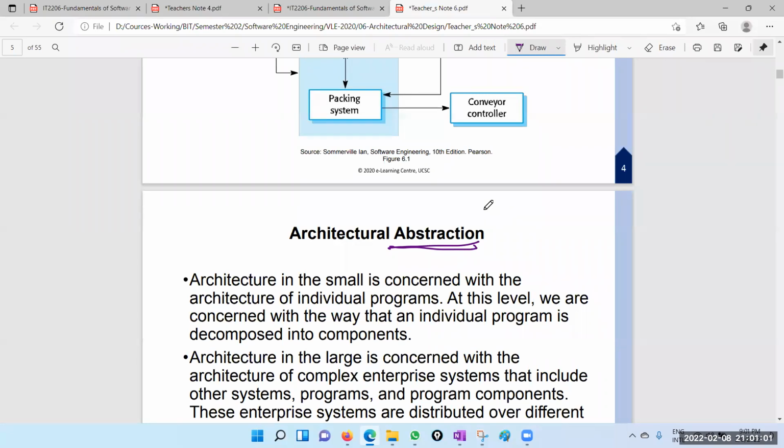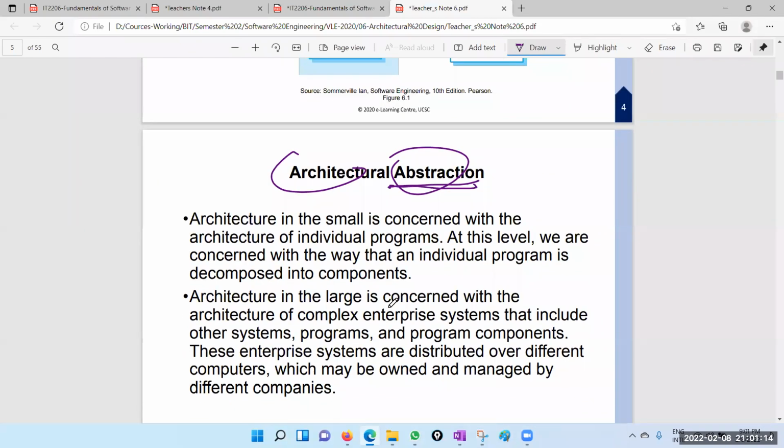So architectural design is also an abstraction of your system at a high level, of how your system is going to be structured and how the components are going to interact with each other. Okay. So again, whenever we say modeling, it's abstraction, whether it's requirement or solution.